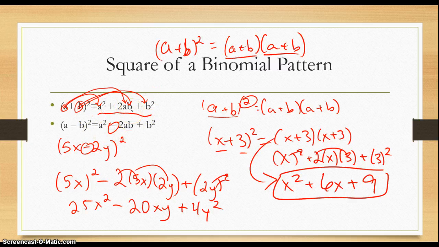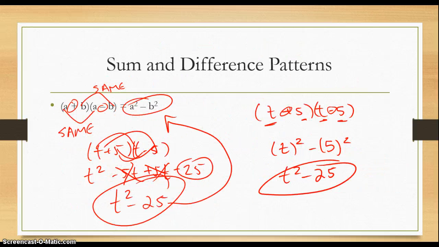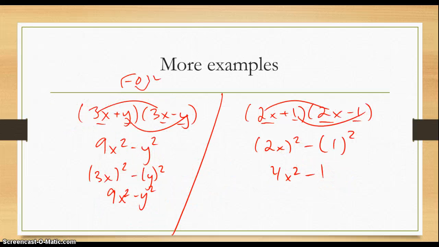So really notice, are your a's the same? Are your b's the same? Are the signs the same, or are they different signs? And then you got to think about what pattern to use. Okay? If you have any questions, go back and watch this video. But these rules are set up, these formulas are set up to make it easier, so you don't have to use FOIL or box method.